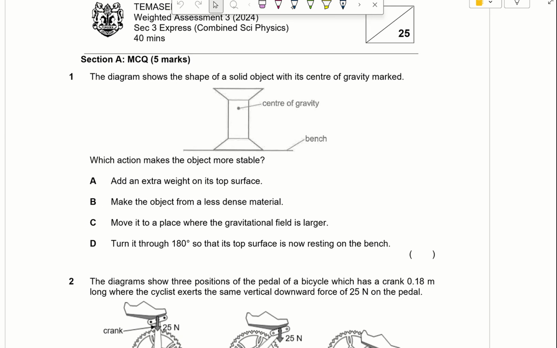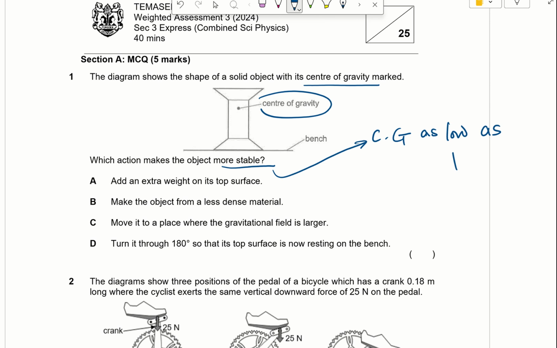Diagram shows the shape of a solid object with the center of gravity marked. So you also need to know the definition of center of gravity. And then they ask which action makes the object more stable. So in order for something to be stable, the center of gravity is to be as low as possible. This is one way. Another way is that the base area to be as large as possible.